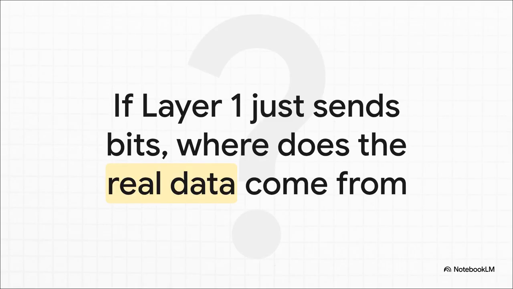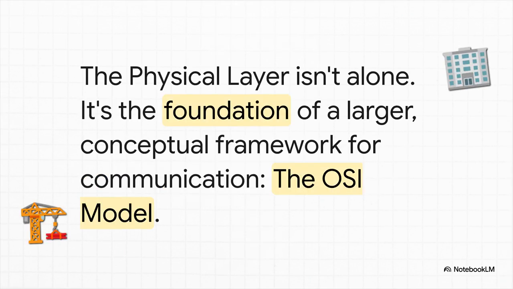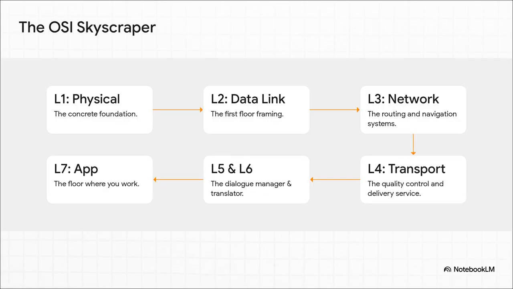Okay, so this brings us to a really important question. If Layer 1 is just kind of dumb, just a signal blasting machine with no intelligence, how does it ever form a coherent message or a file? Who's telling it what bits to send and in what order? The answer is that our hero, the physical layer, doesn't work alone. Not at all. It's actually the foundation of a much, much larger structure, a conceptual skyscraper for communication that we call the OSI model. And this right here is the blueprint for that skyscraper.